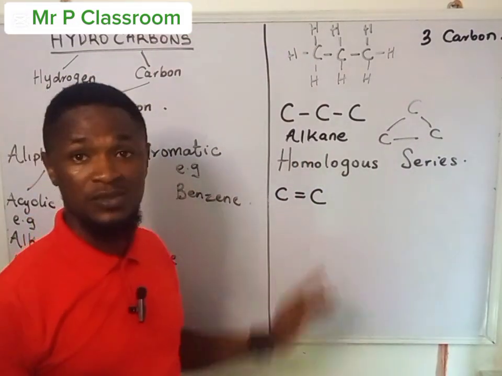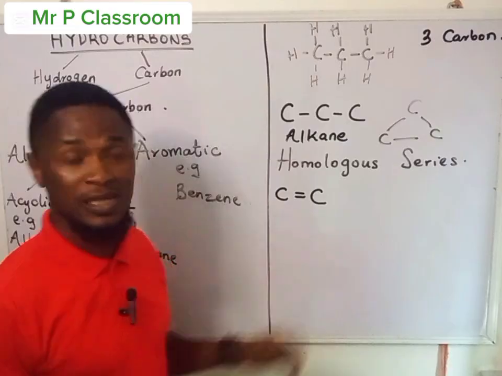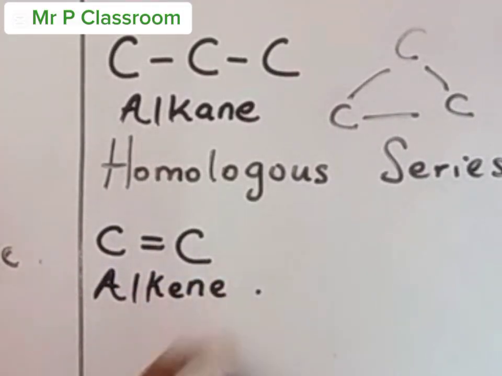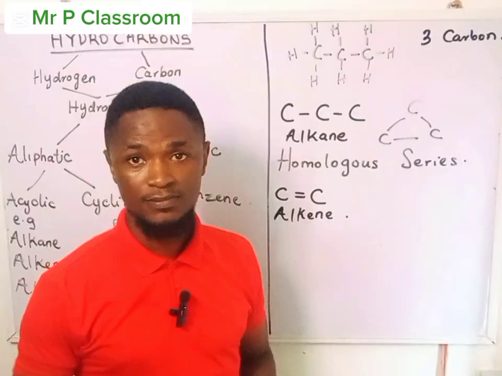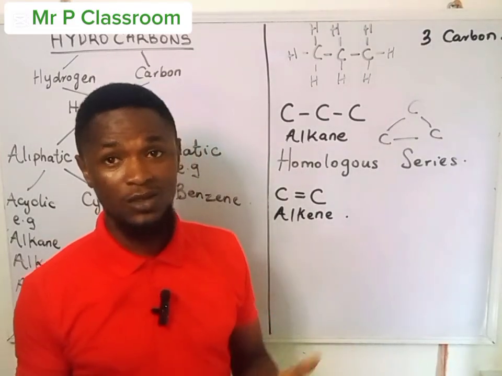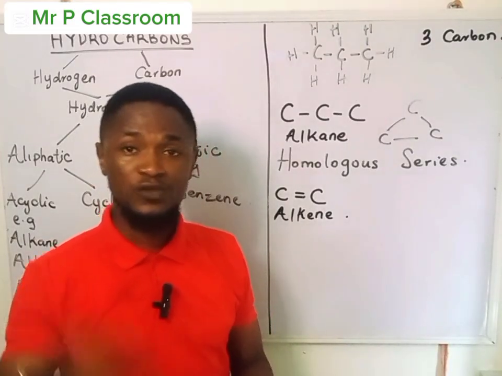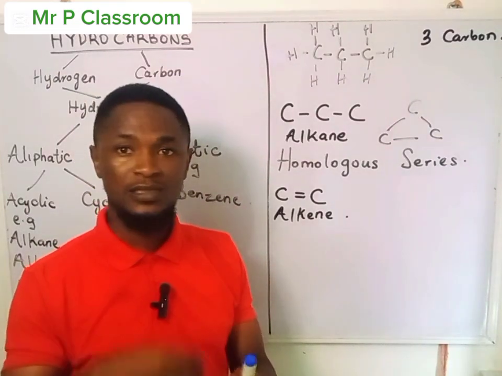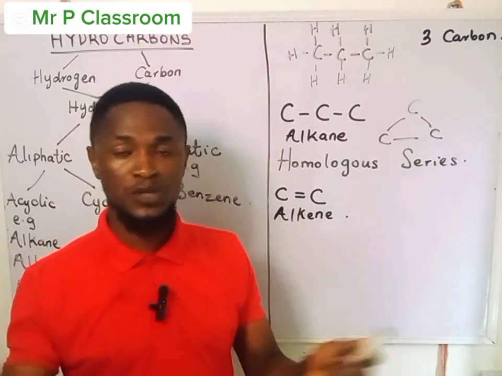What if you see something like this, nothing attached to it, but there is a double bond in it? That belongs to the alkene homologous series. That is how to identify which family it belongs to. So you have to look at, from the root carbon compound, what is attached to it. Is there any kind of different bond? Is there any kind of substituent?